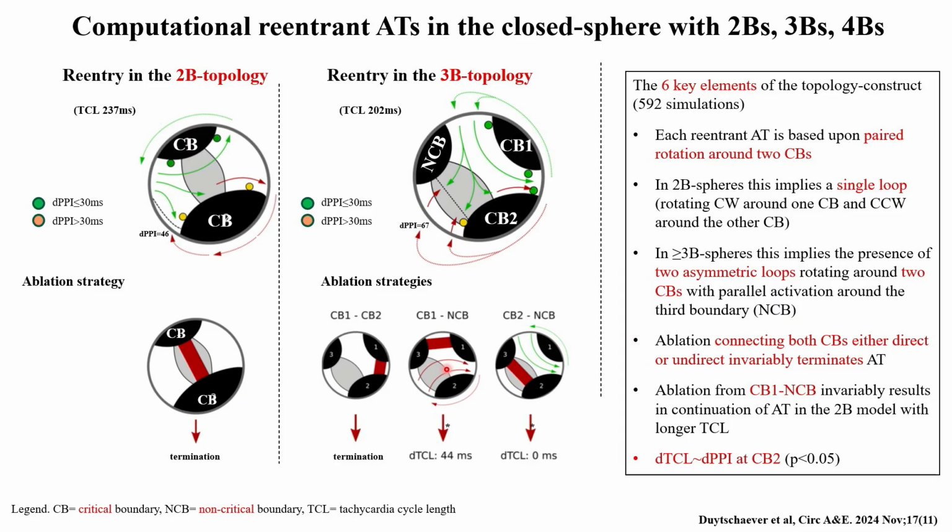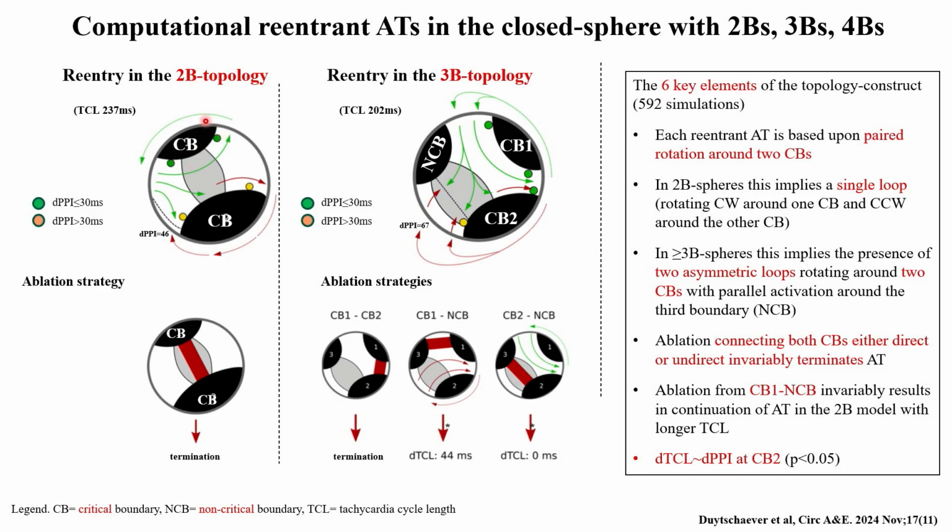These are the results of the computational modeling. There are certain action potentials and conduction velocities you put on the model. You make a 3D sphere. You can insert boundaries. What is a boundary? It's a valve, it's a scar. You can play with the size. You can play with the number of boundaries. And this is what we observed in X number of computational ATs.